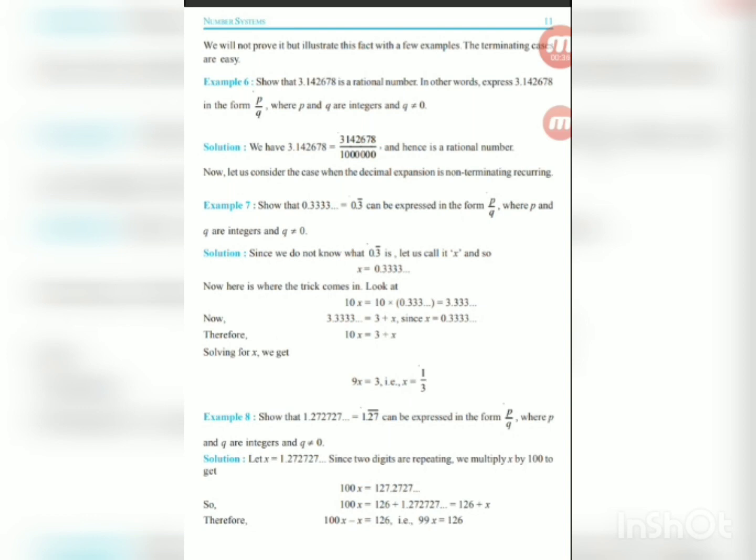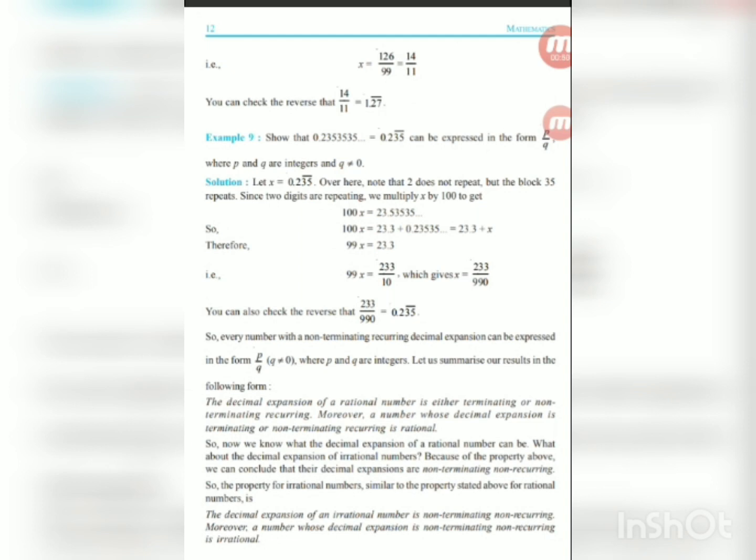127.272727. Now you can write 100x is equal to 126 plus 1.272727 is equal to 126 plus x. So 100x minus x is equal to 126. So 99x is equal to 126. Then x is equal to 126 upon 99 is equal to 14 upon 11. Here 14 upon 11 is the P upon Q form.